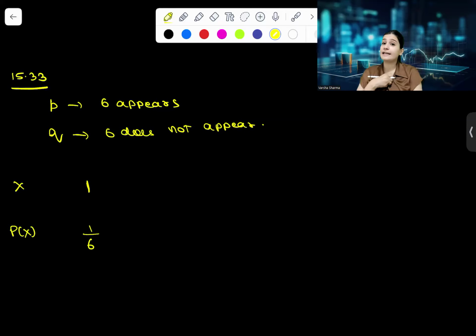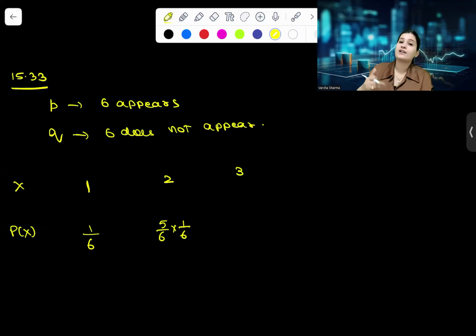I may get 6 in the second game. Why did I play the second game? Because I did not get 6 in the first game, otherwise I would not have played. So what will be the corresponding probability? Not getting 6 in the first game and getting 6 in the second game. In the first game you did not get 6, probability 5 by 6. And then you got 6, so 1 by 6.